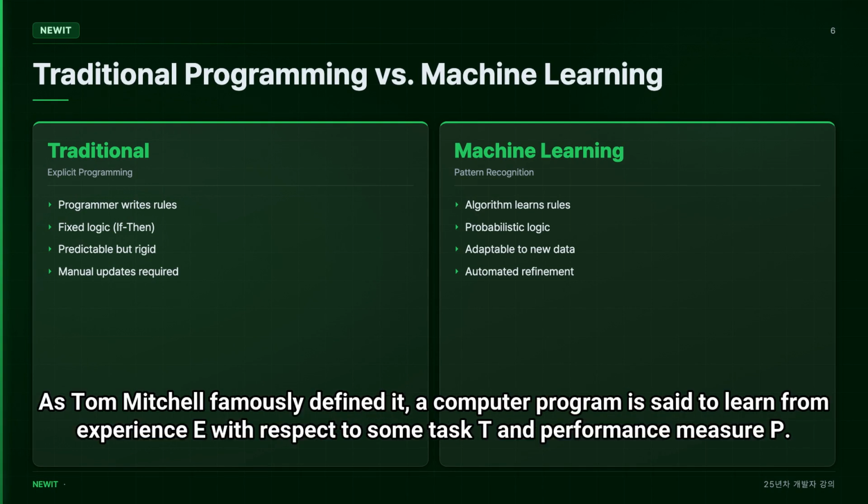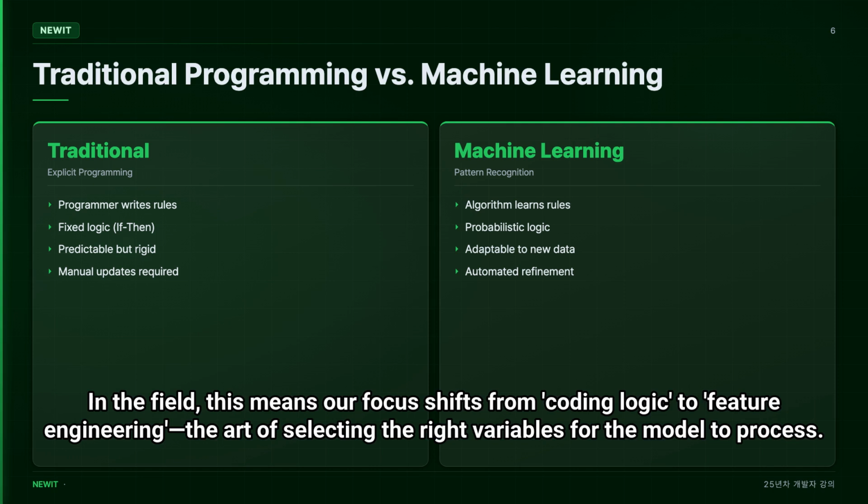As Tom Mitchell famously defined it, a computer program is said to learn from experience E with respect to some task T and performance measure P. In the field, this means our focus shifts from coding logic to feature engineering, the art of selecting the right variables for the model to process.